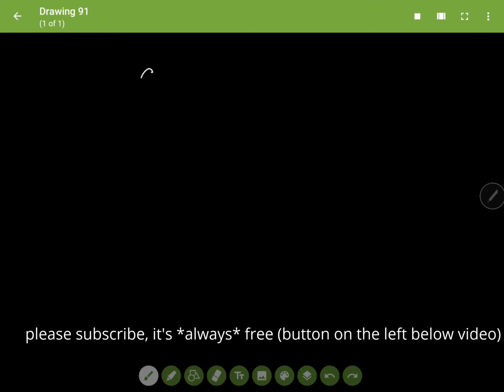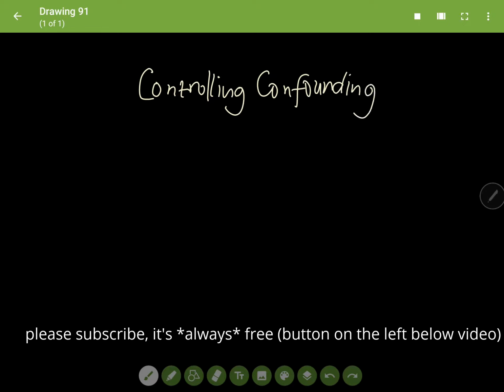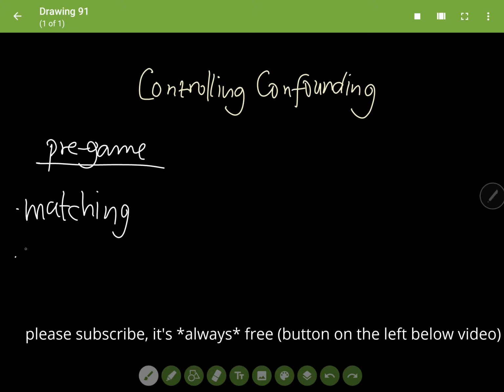So when we talk about controlling confounding, I like to think of it as pre-game and post-game. So pre-game, you're setting up your team, and you have these options: matching, restriction, and randomization.